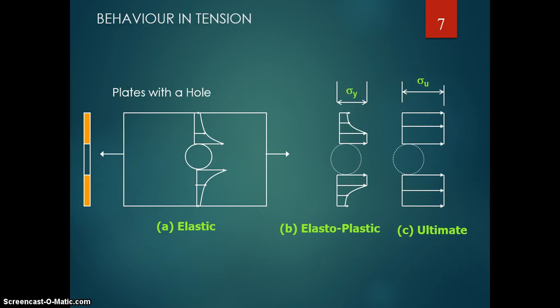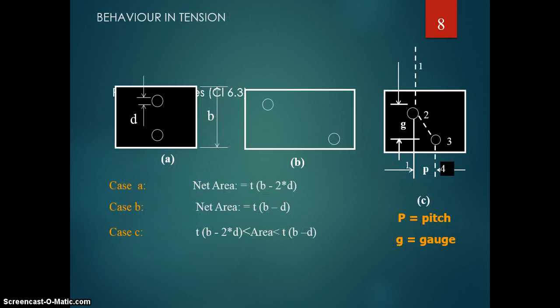Okay, the next is the behavior of a tension member. The sketches show its behavior first in the elastic state, second in the elastic plastic state, and third in the ultimate state. Elastic means you are considering the load up to the yield point, then elastic plastic is beyond the elastic and before the plastic state, and ultimate means the whole section is in a plastic state. You have studied this in the second unit, the introduction of limit state methods: what is elastic, elastoplastic, and ultimate.